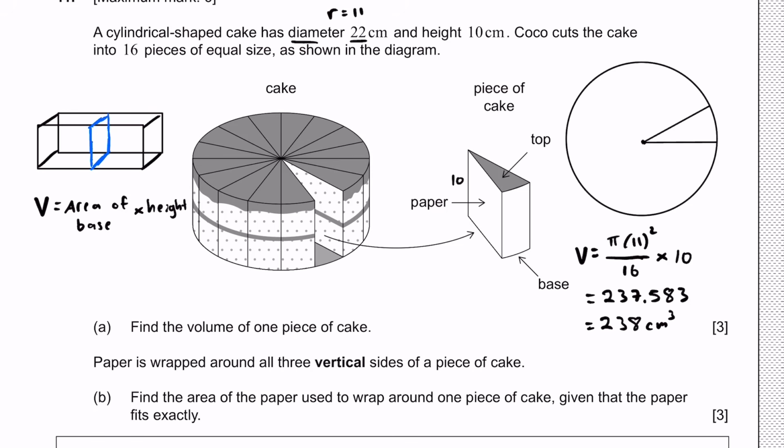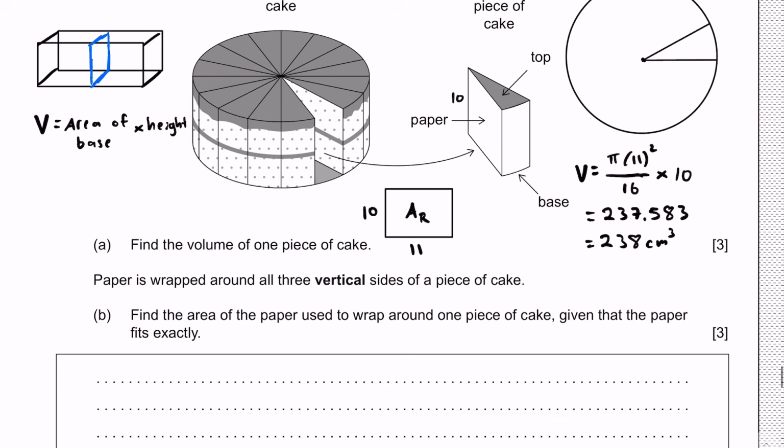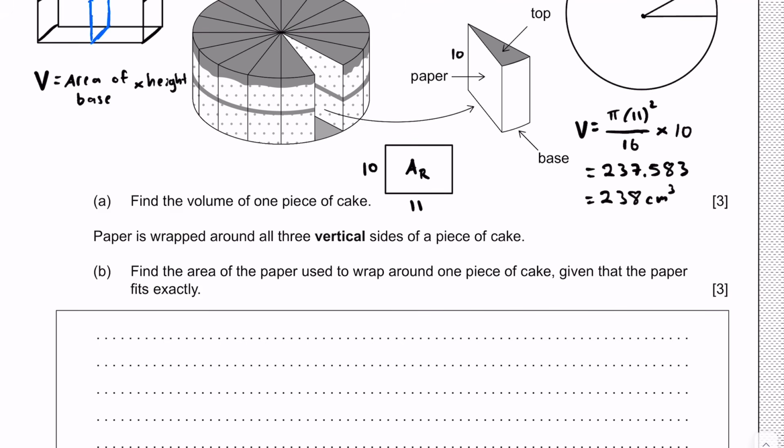I'm going to draw it. So here's our rectangular face. The height is equal to 10. And what about the distance from the center to the edge? Well, that's the radius, and it's equal to 11. We can call this rectangular face AR. So we have 2 AR, or 2 rectangular faces.